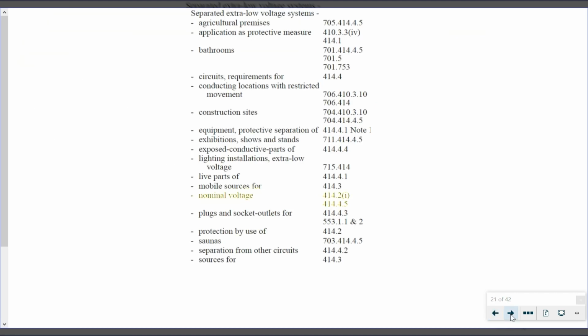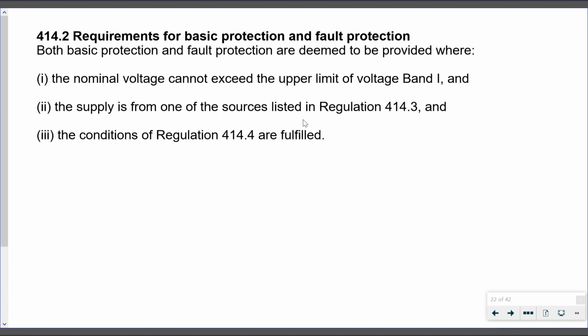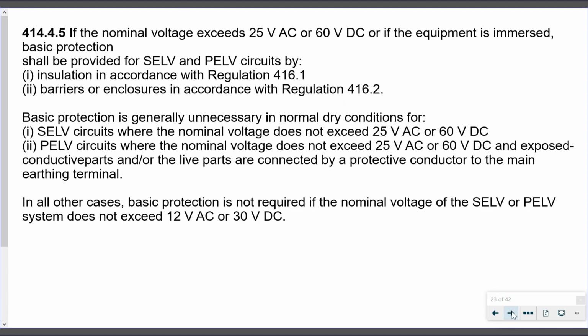However, there is no information about immersion or insulation of live parts and barriers or enclosures. So we'll look at 414.4.5. So here we have 414.4.5. The nominal voltage exceeds 25 volts AC or 60 volts DC, or if the equipment is immersed, basic protection shall be provided for SELV or PELV circuits by insulation, barriers and enclosures. So there you go, there's our answer there, 25 volts, 60 volts DC.